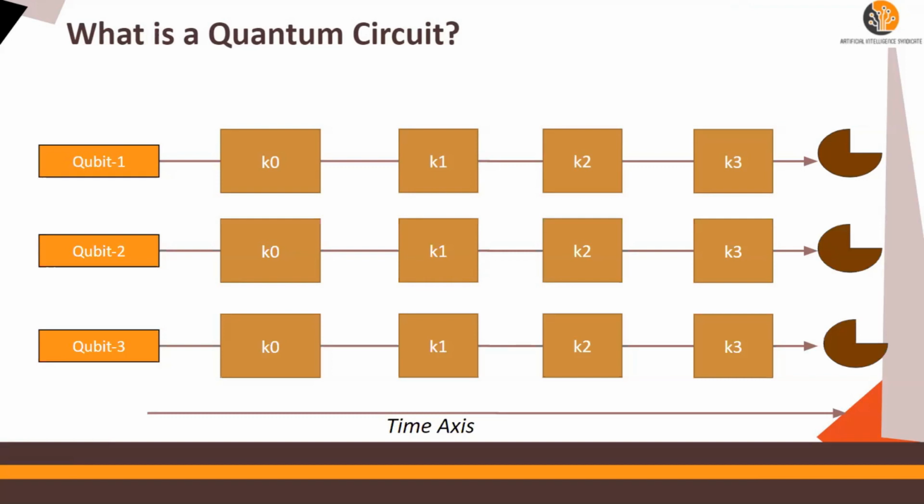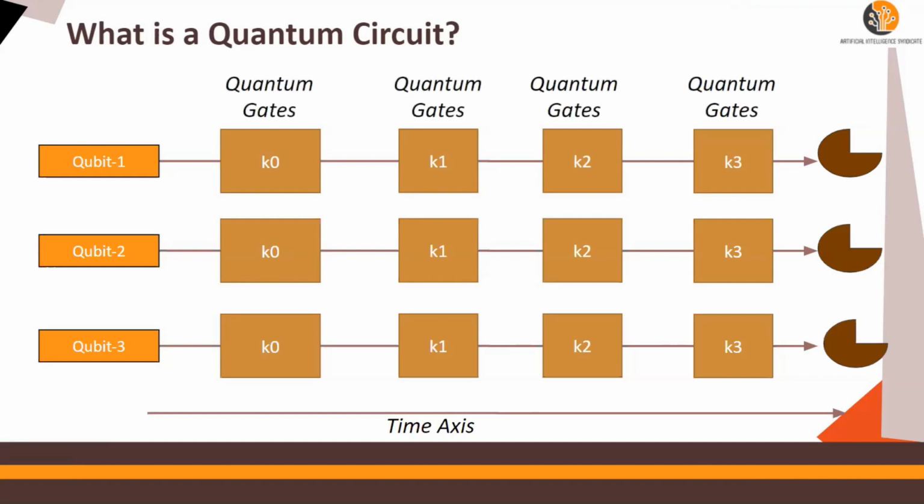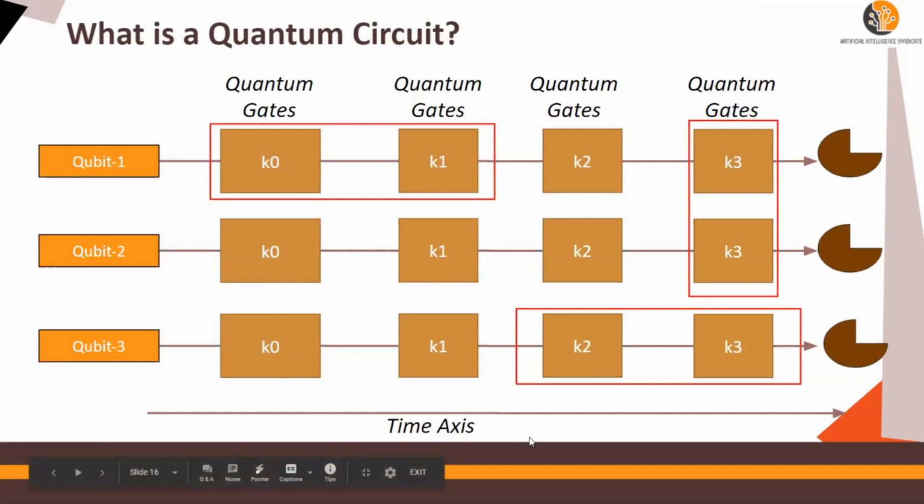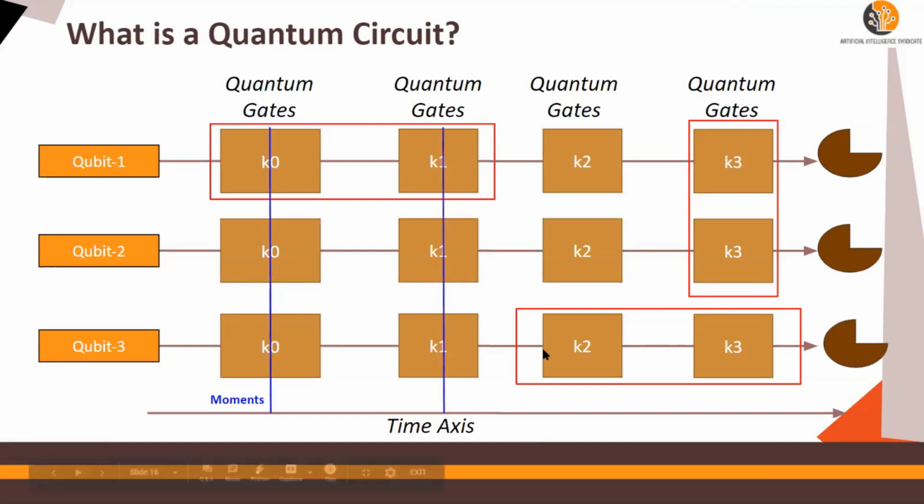In this diagram, you see K0, K1, K2, and K3 are different types of gates known as quantum gates. We'll discuss gates as well. Then you have operations which you can perform on adjacent qubits like this one. You can perform operations such as K3 here on Q1, Q2, and you can have operations lined together in this form on the time axis. And then a moment is described as a single time slice. So if you slice the time, this is a moment.